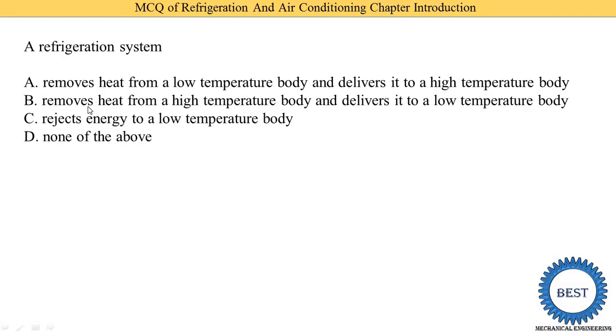So we know that the purpose of the refrigeration system is to absorb the heat from a low temperature body. Means it's remove the heat from the low temperature body or a space and deliver it to the high temperature body. Means correct answer is the option A. Means in a VCRS system, our evaporator absorbs the heat. So evaporator has a low temperature. So it absorbs the heat from the space and rejects it into the condenser, and condenser is placed at the high temperature body. Means in atmosphere temperature is higher and in our space the temperature is lower.